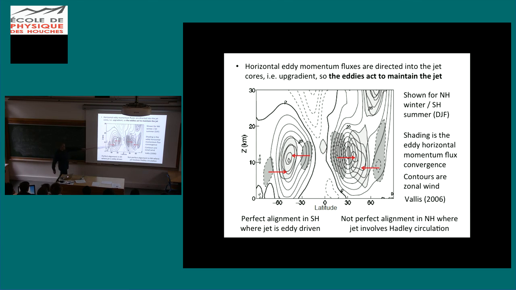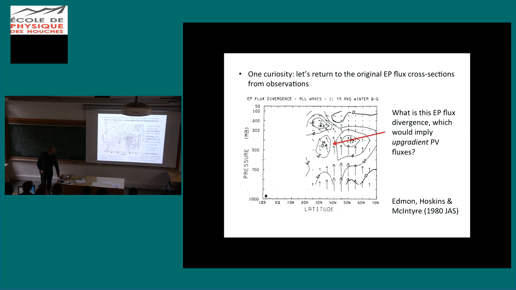In the northern hemisphere, it's not perfectly aligned because this jet, it's the winter, so it's involving the Hadley circulation. So it's not an eddy-driven jet per se. It's a mixture of the eddy forcing and the Hadley cell. But the way to understand this is through the wave activity fluxes. So that's where I'll stop, I think.